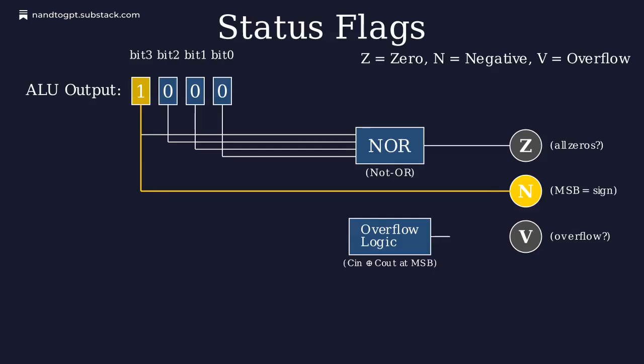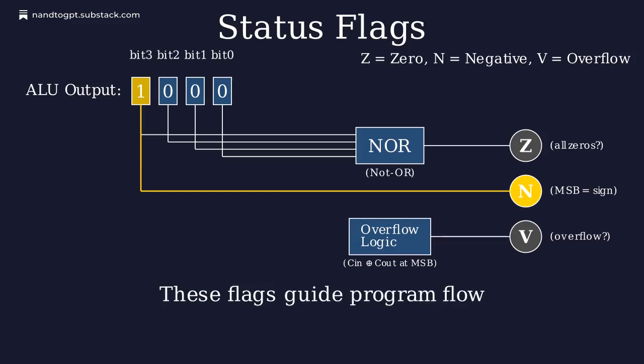Finally, let's look at the overflow flag. Sometimes an operation produces a result too big for our bits to hold. This is done by the XOR of the carry-in and carry-out bits at the most significant bit. The overflow flag warns us when the result is too big for our bits. Why do we care about these flags? Because programs need to make decisions. Jump to a different instruction if the result was 0. Take a different path if it was negative. These tiny flags are how the CPU knows which way to go.